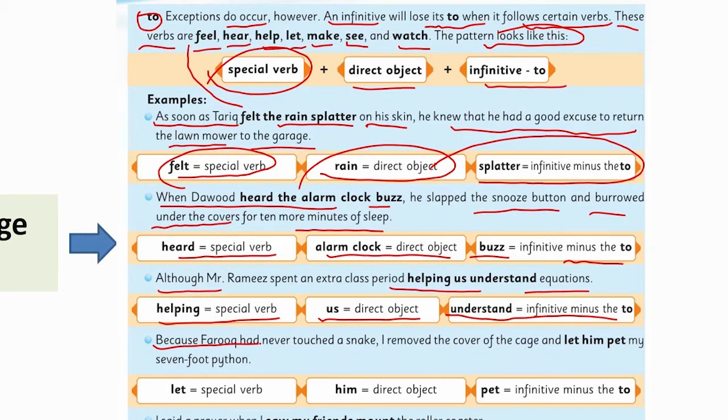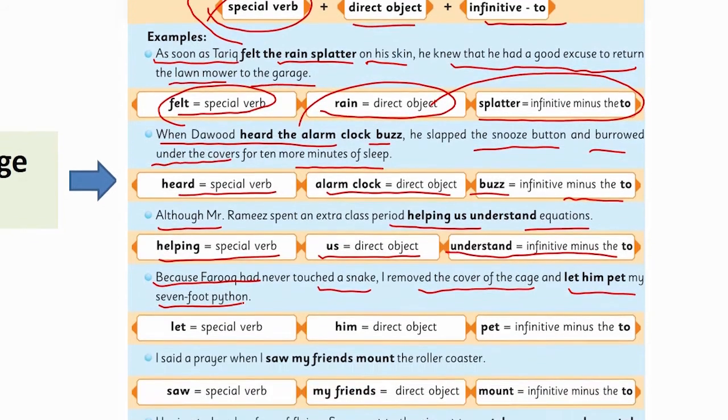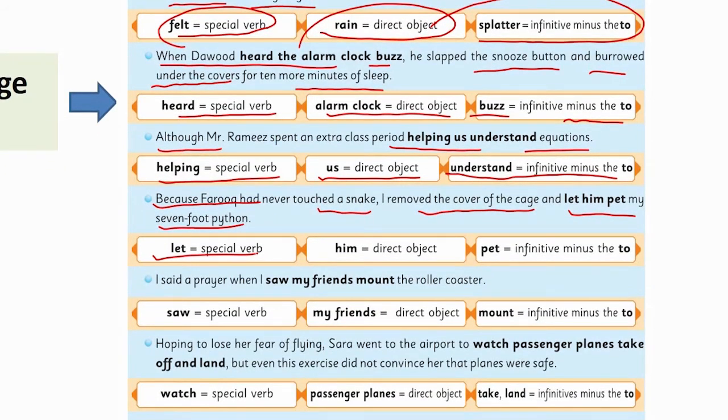Because Farooq had never touched a snake, I removed the cover of the cage and let him pet my 7-foot python. Let is the special verb here. Him is the direct object. And pet is what? Infinitive minus the to.